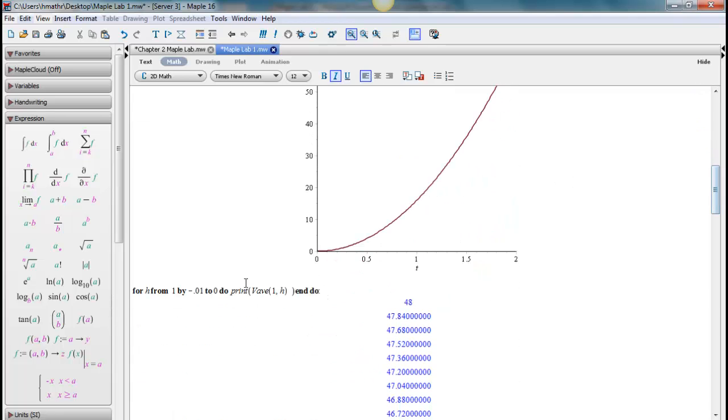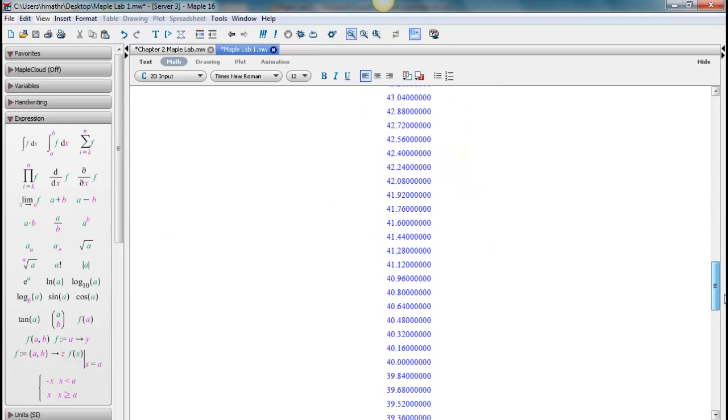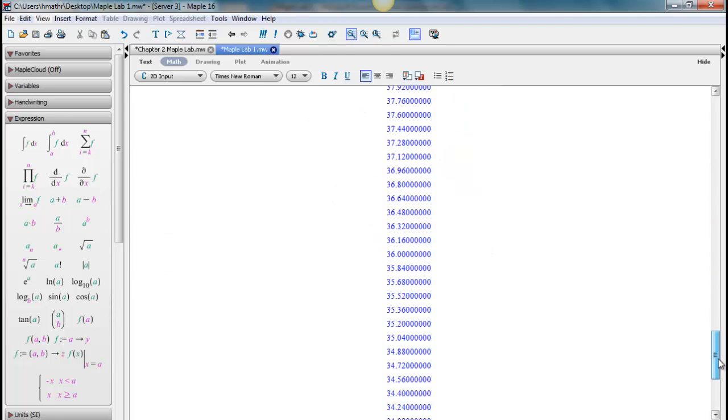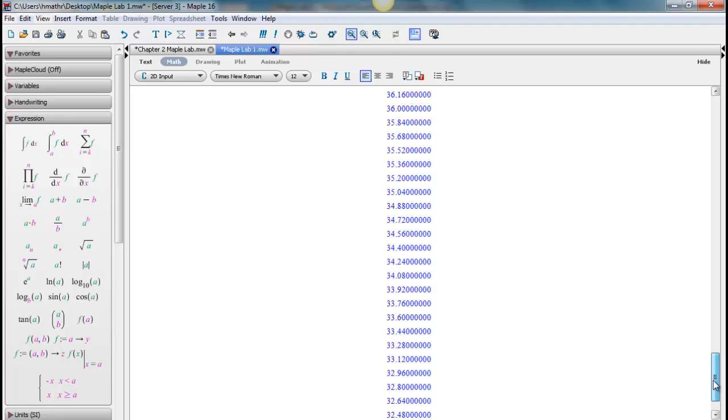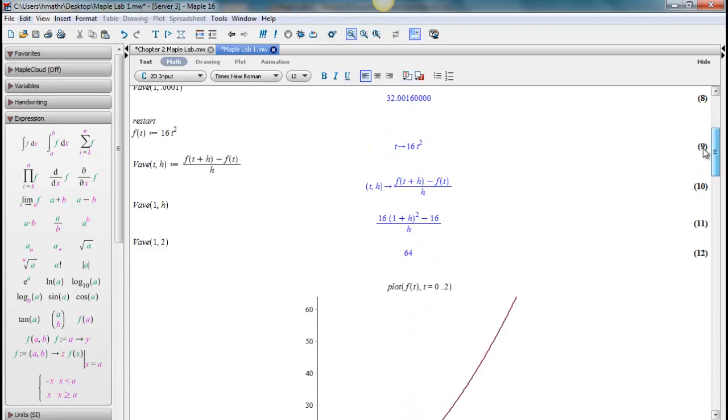Now, if you want to experiment a little bit, why don't you go ahead and change minus 0.01 to minus 0.0001 and see what ends up happening, right? Instinctively you should realize that you're going to get a lot more values than what we have here when we chose the increment to be 0.01.